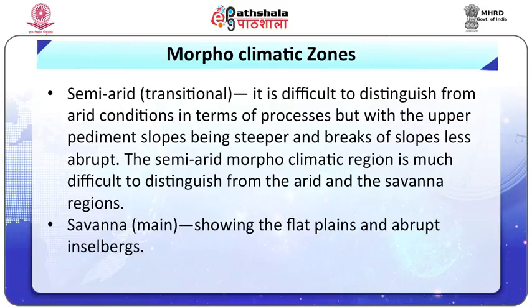The semi-arid morphoclimatic region is difficult to distinguish from the arid and the savanna regions. Sixth, savanna, showing the flat plains and abrupt inselbergs. A more refined morphoclimatic classification was proposed by Büdel.